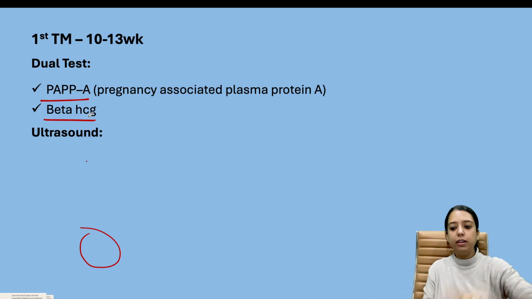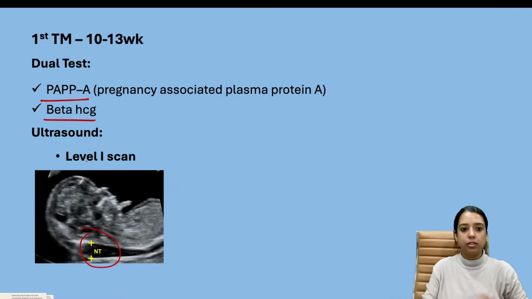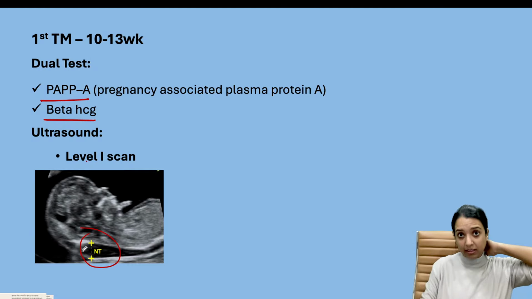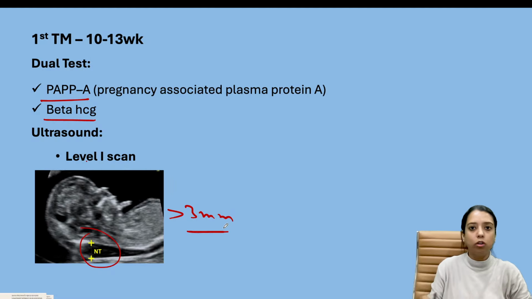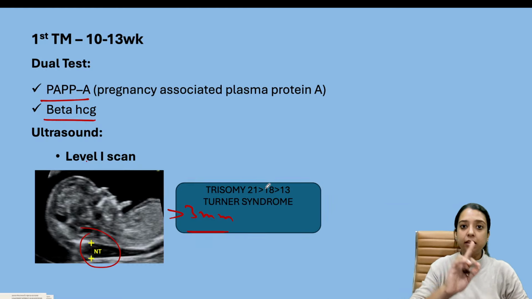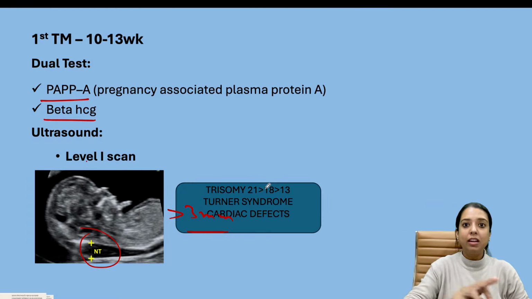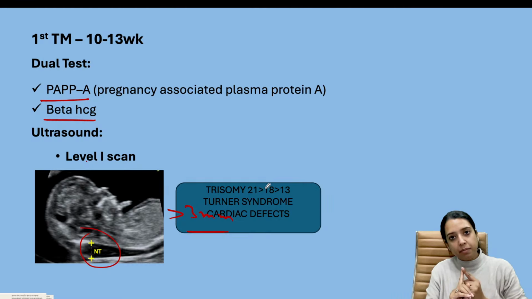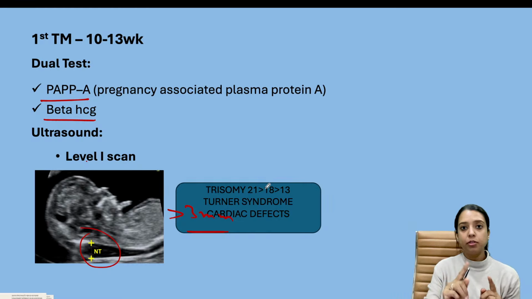For ultrasound, what do we do? We check for nuchal translucency. इसको हम कहते हैं level 1 test. We check for this nuchal fold thickness, nuchal translucency. If it is more than 3 mm, not good. High nuchal translucency indicates trisomies, Down syndrome, Edwards syndrome, Patau syndrome. ठीक है. It can also be seen in Turner syndrome, and it is also increased when there is a heart defect. ठीक है. So the aneuploidy screening in first trimester is dual marker plus level 1 ultrasound.